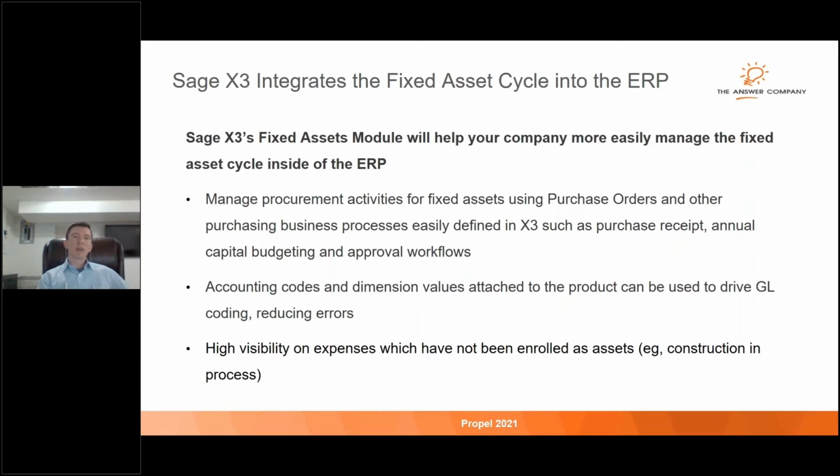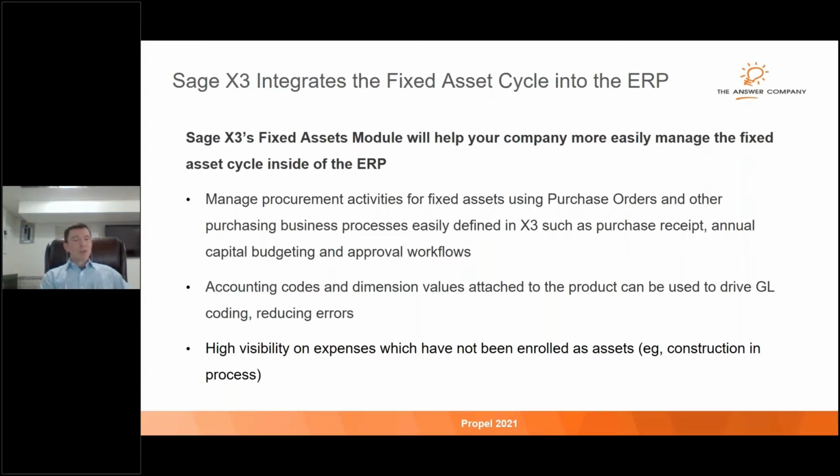So the Sage X3 fixed asset module is going to move that activity from outside the system to inside the system. That means that we get to benefit from all of the other activities that can go on related to the procurement of the asset, including writing purchase orders, doing purchase requests, doing a purchase receipt. And ultimately, those are going to give us better information. We can then link those to an annual capital budget built into X3 and potentially even approval workflows if there's a need there.